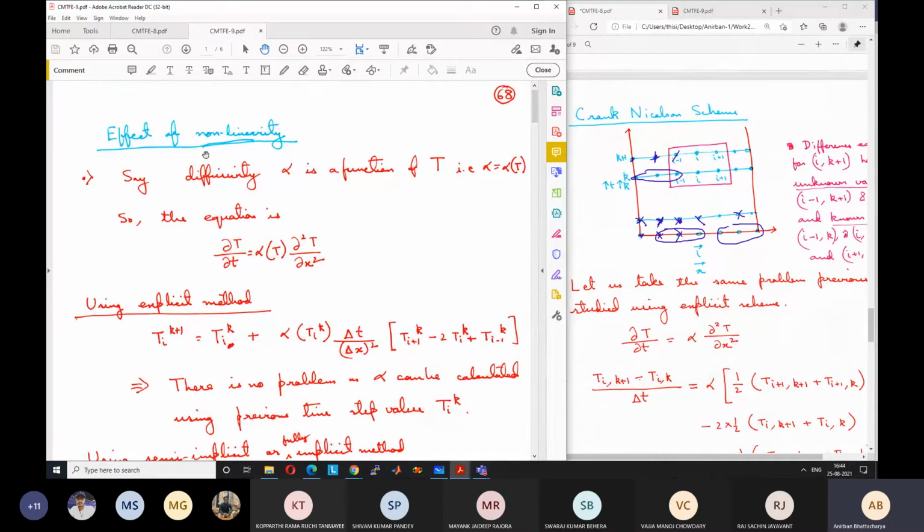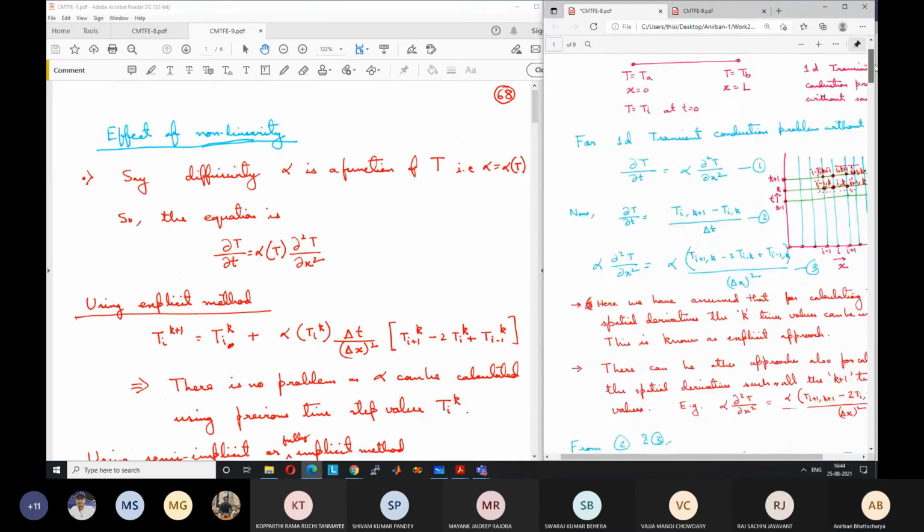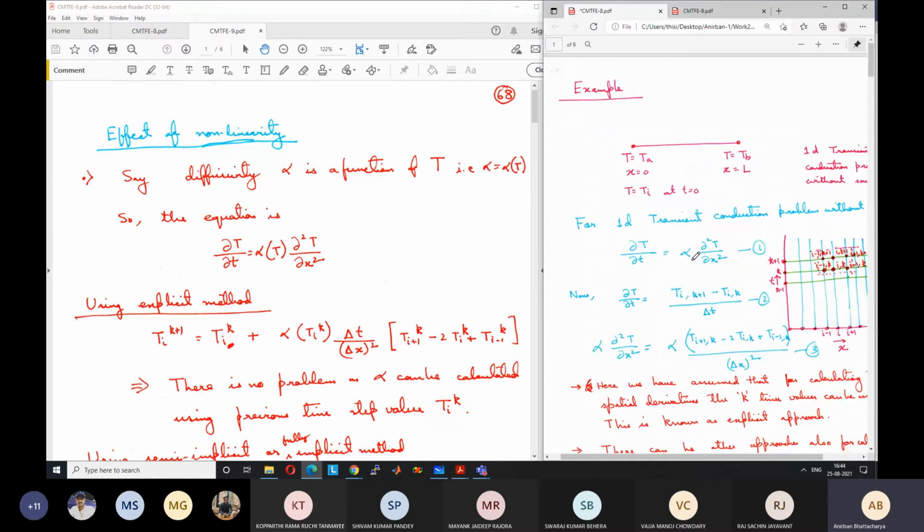Let us look at some of the other important things. One is the effect of nonlinearity. Say the diffusivity is a function of temperature. We are solving for the temperature, but the diffusivity itself is a function of temperature. Now the equation is still the same: del T by del t is equal to alpha del square T by del x square. But this alpha is a function of temperature now. It is not constant. That's why we have written it like this.